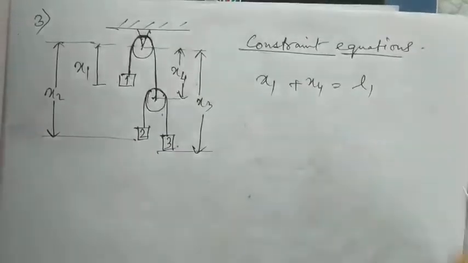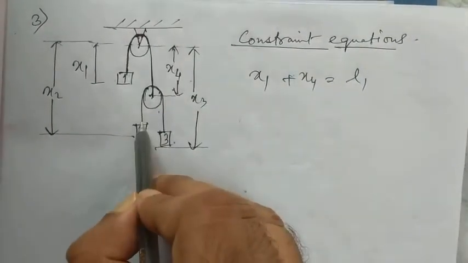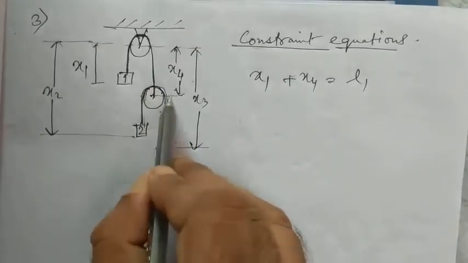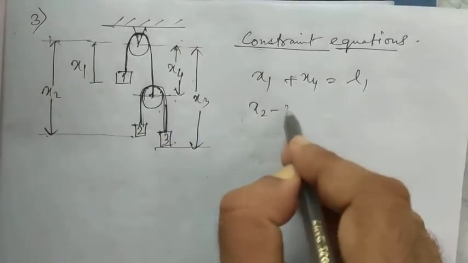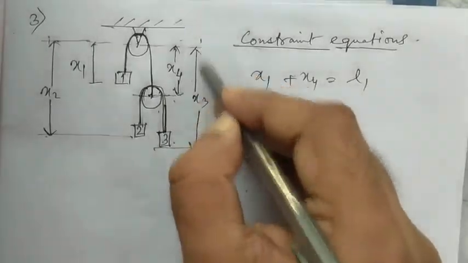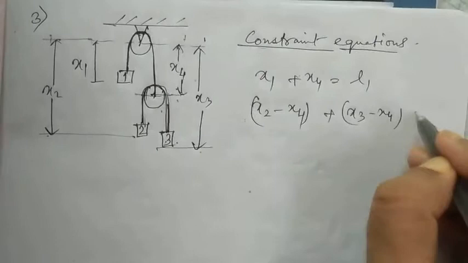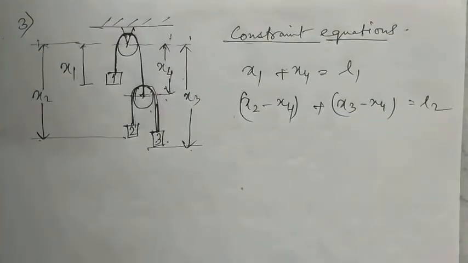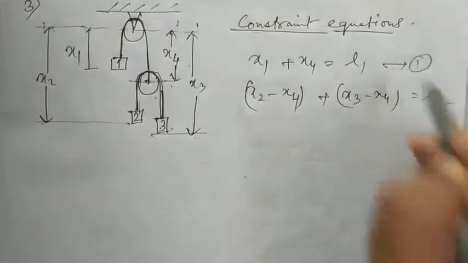x4 is equal to, suppose, L1. That is the length of the first string. Another string is from here to here. Now what is the length of this string? This is x2 minus x4 plus this side, this is x3 minus x4, is equal to L2. Now we have to solve these two equations.